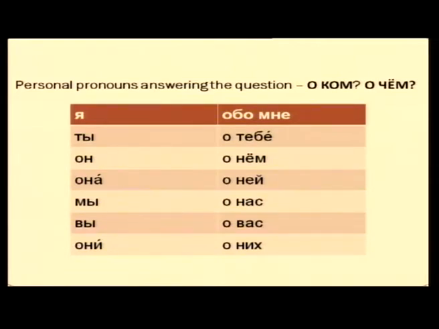Я changes into обо мне. Ты changes into о тебе. Он changes into о нем. Она changes into о ней. Мы changes into о нас. Вы changes into о вас. And они is changing into о них. About me, about you singular, about him, about her, about us, about you plural, and about them.